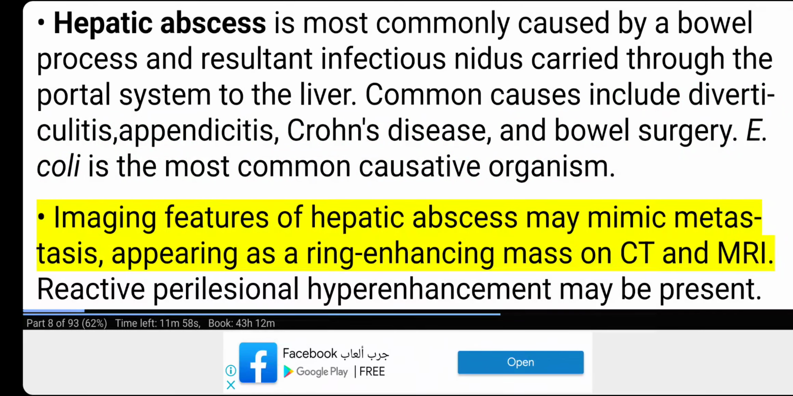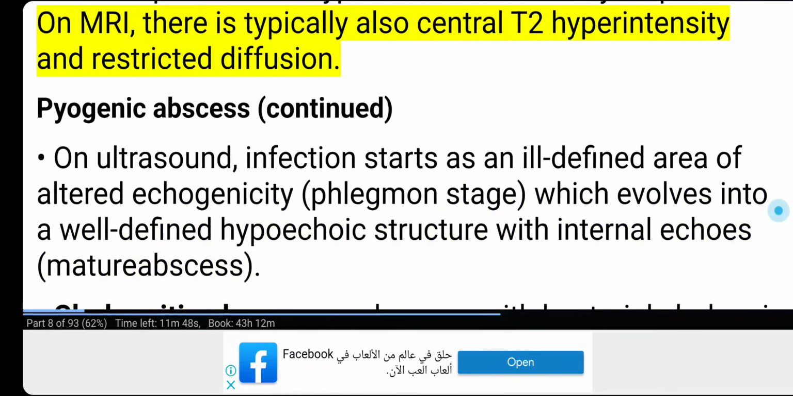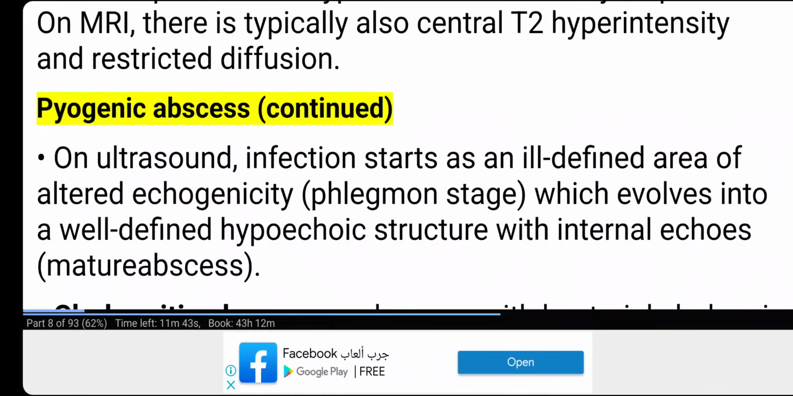Imaging features of hepatic abscess may mimic metastasis, appearing as a ring-enhancing mass on CT and MRI. Reactive perilesional hyperenhancement may be present. On MRI, there is typically also central T2 hyperintensity and restricted diffusion.